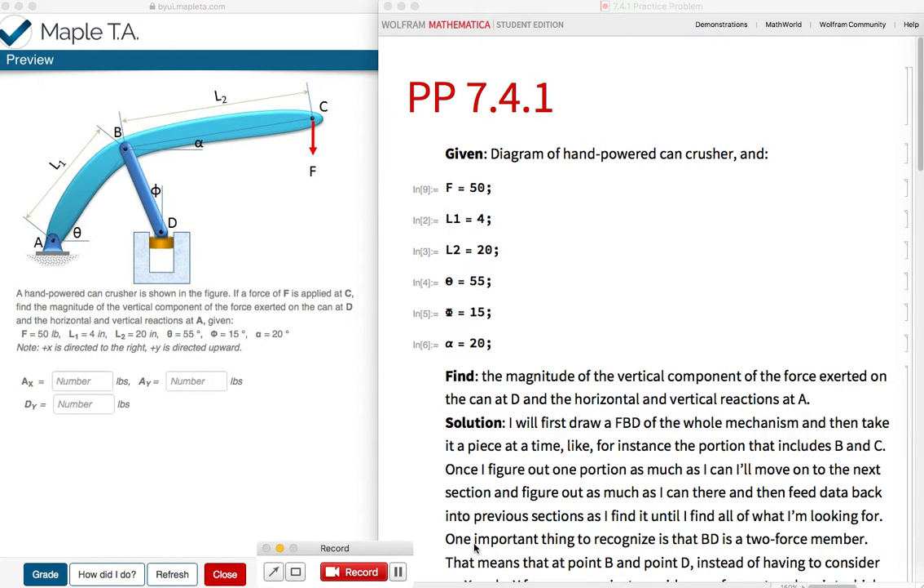Hey guys, I just thought I'd give you some hints on practice problem 7.4.1. This is kind of a fun problem if you ever want to design a recyclable can crusher. We've got an arm that goes from point A up to point B and then over to point C, and we've also got a link from B to D and a little piston head at point D that can go down into the cylinder and crush whatever can you put in there.